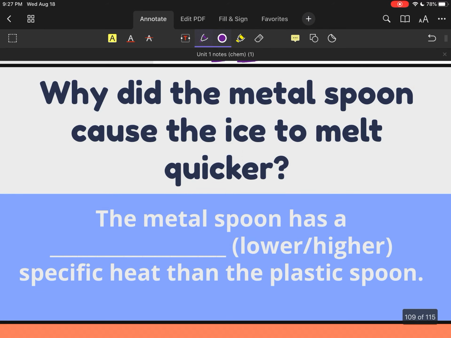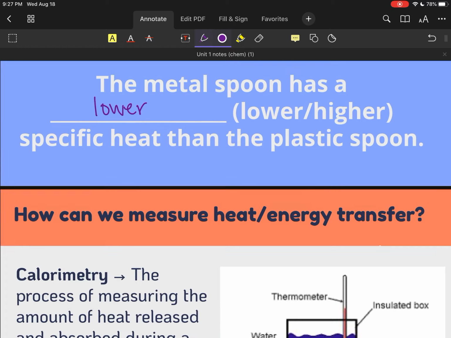Okay, so we should be able to answer this question. Why did the metal spoon cause the ice to melt quicker? Well, the metal spoon has a lower specific heat than the plastic spoon. So remember, the lower the specific heat, the less energy that's required in order to heat up a substance or raise the temperature.